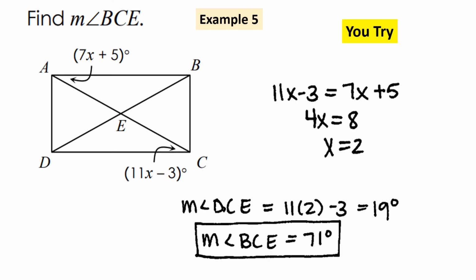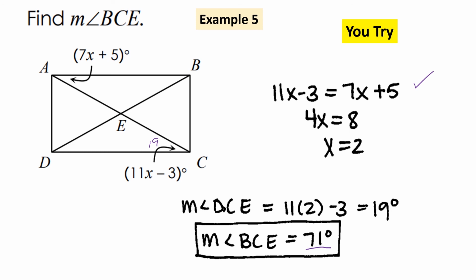The measure of angle BCE is 71 degrees. Hopefully you got it correct. The angles that you were given were alternate interior angles, which is why the expressions were set equal to each other. Plugging in x, we get 19, but that is for the measure of angle DCE, which is 19.